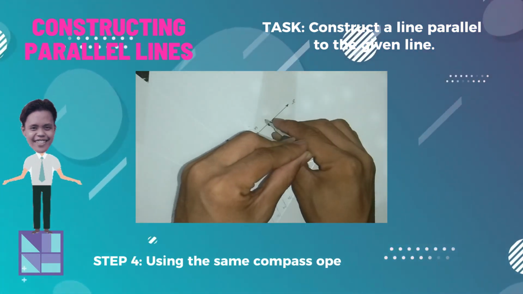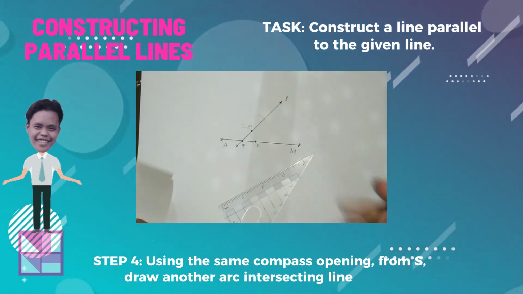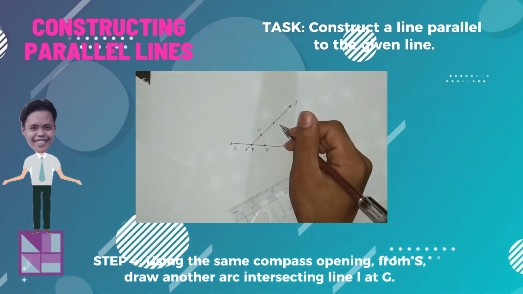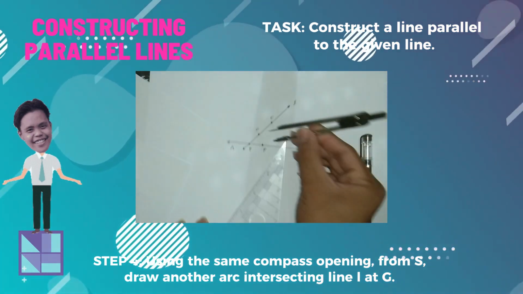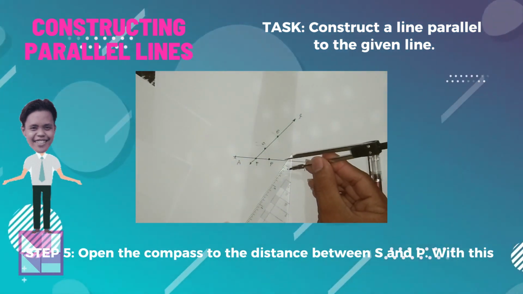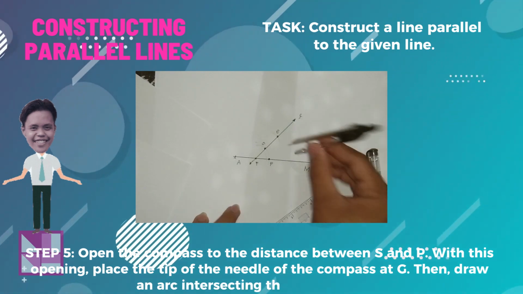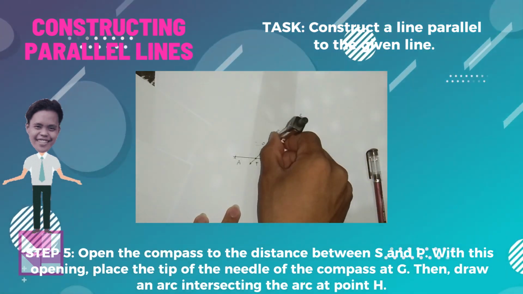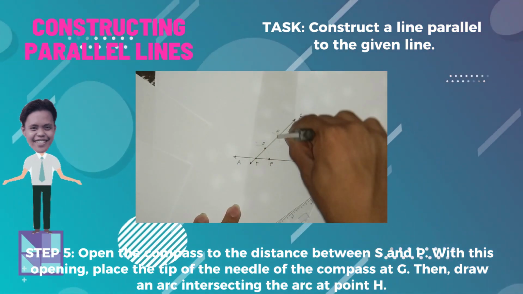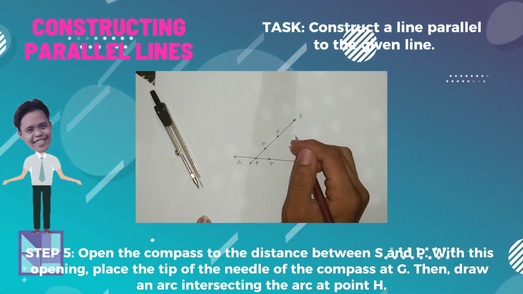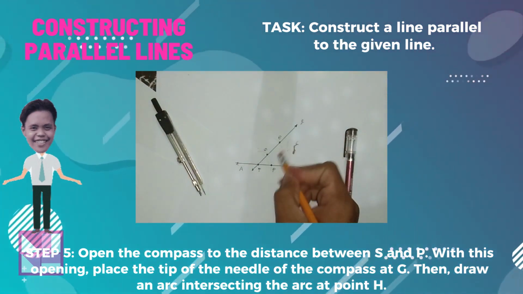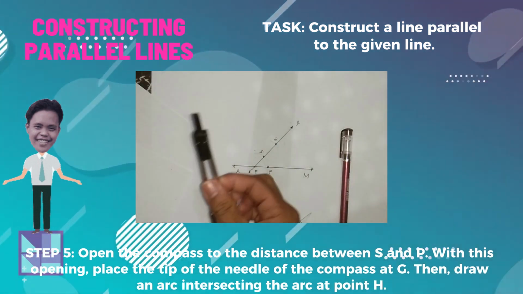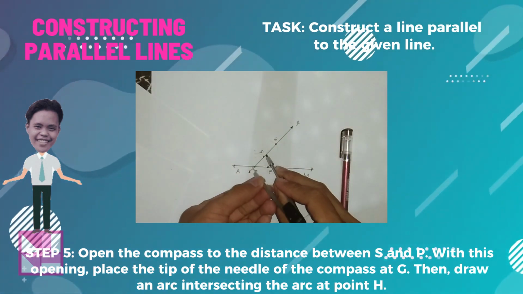Step 4. Using the same compass opening from point S, draw another arc intersecting line L at point G. Step 5. Open the compass to the distance between S and P. With this opening, place the tip of the needle of the compass at point G. Then, draw an arc intersecting the other arc at point H. Are you keeping up?